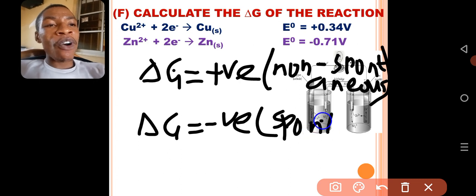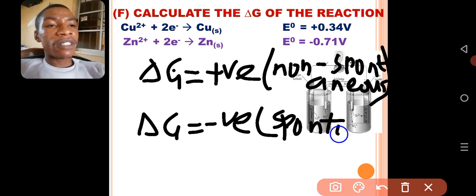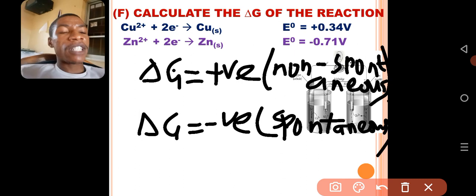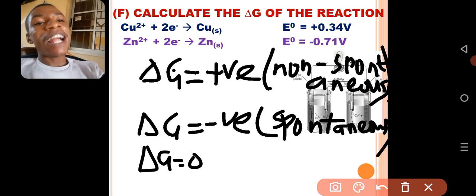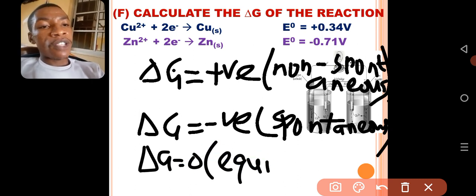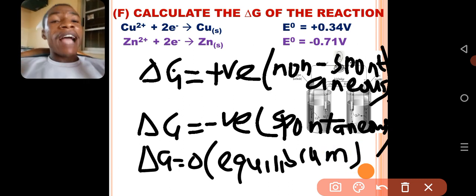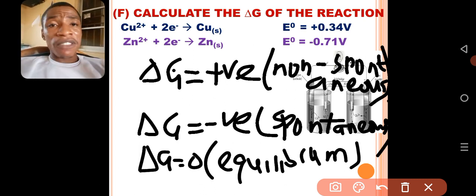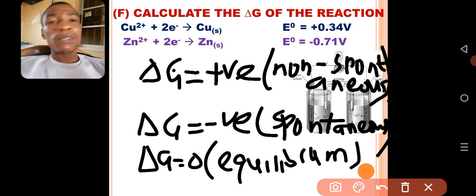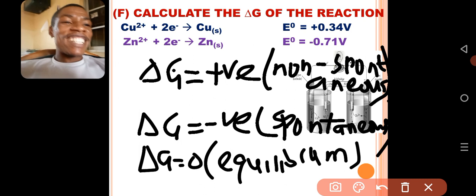That is, the reaction will occur on its own. It's spontaneous. Now, the delta G can be 0. That means the reaction is at equilibrium. So those are the 3 possible values you can get from delta G, and that is their interpretation. Whenever your delta G is positive, that battery cannot work. The battery will not function. But if it's negative, kudos, it's going to work. So take note of that.